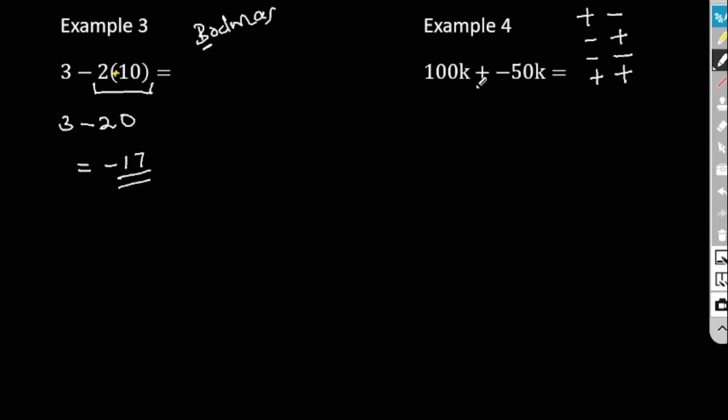In this case, we are going to multiply these signs first, and you're going to have, to the left, 100k, plus times negative is going to give us a negative, then minus 50k. And the final solution there is going to be 100k minus 50k, which gives us 50k.